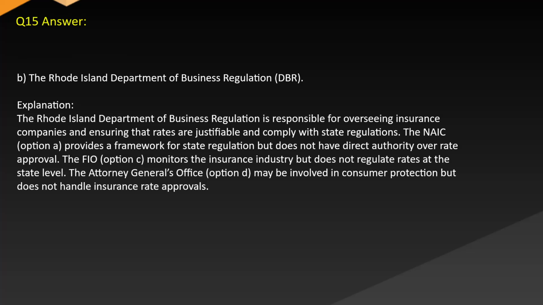Answer. B. The Rhode Island Department of Business Regulation, DBR. Explanation. The Rhode Island Department of Business Regulation is responsible for overseeing insurance companies and ensuring that rates are justifiable and comply with state regulations. The NAIC, option A, provides a framework for state regulation but does not have direct authority over rate approval. The FIO, option C, monitors the insurance industry but does not regulate rates at the state level. The Attorney General's Office, option D, may be involved in consumer protection but does not handle insurance rate approvals.